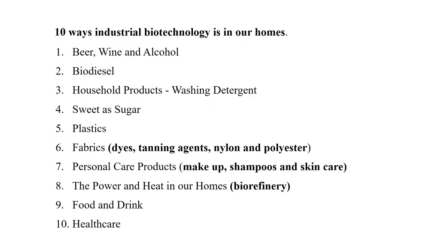These are the 10 ways in which industrial biotechnology is used in our homes. Beer, wine and alcohol, normally. Biodiesel. Household products like washing detergent, which use 7 different types of enzymes. Sweet as sugar, plastics, fabrics, dyes, tanning agents, nylon and polyester. Personal care products like makeup, shampoos and skin care. These personal care products are fermented products.